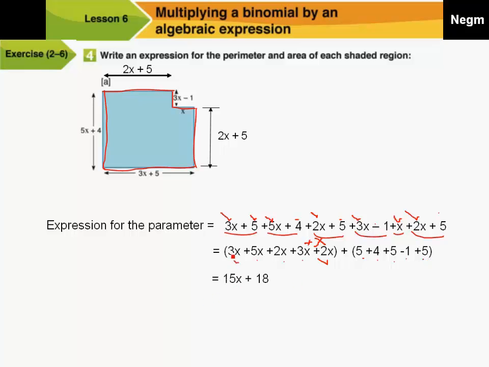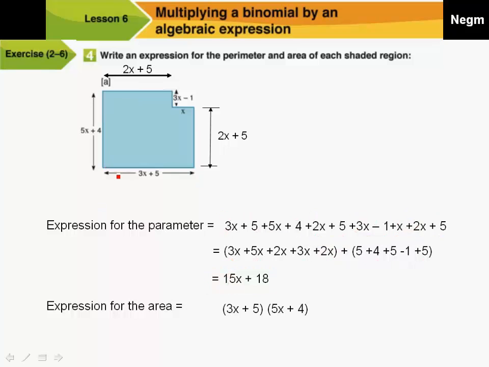The summation will be 3 plus 5, 8, plus 2 is 10, plus 3 is 13, plus 2 is 15, plus 1, we missed 1x here. It will be 16x, plus the summation of the numbers: 5 plus 4 plus 5 is 14, minus 1 is 13, plus 5 is 18. This is the expression of the perimeter. And for the expression for the area, we have to multiply this length, which is 3x plus 5, times the width 5x plus 4.